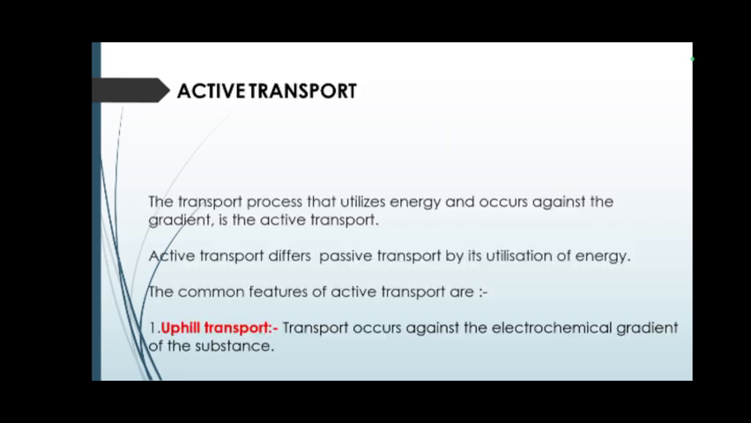Active transport. The transport process that utilizes energy and occurs against the concentration gradient is the active transport. Active transport differs from passive transport by its utilization of energy. And the common features of active transport are: first, uphill transport. Transport occurs against the electrochemical gradient of the substance.